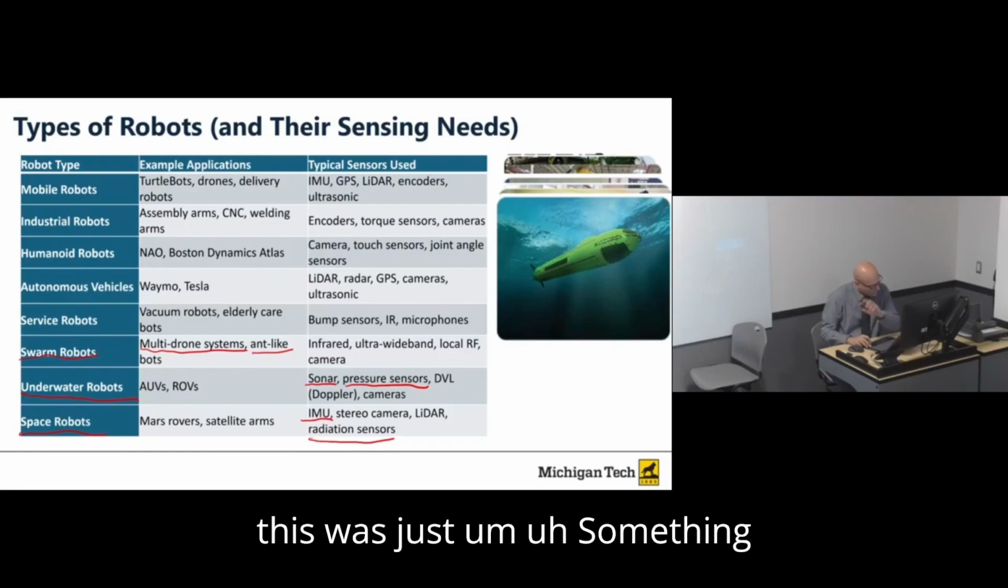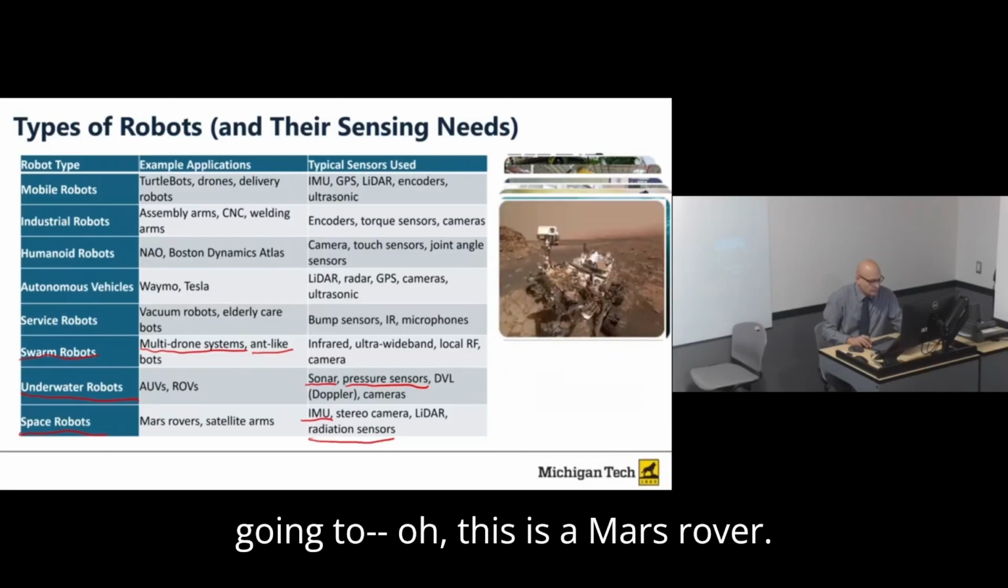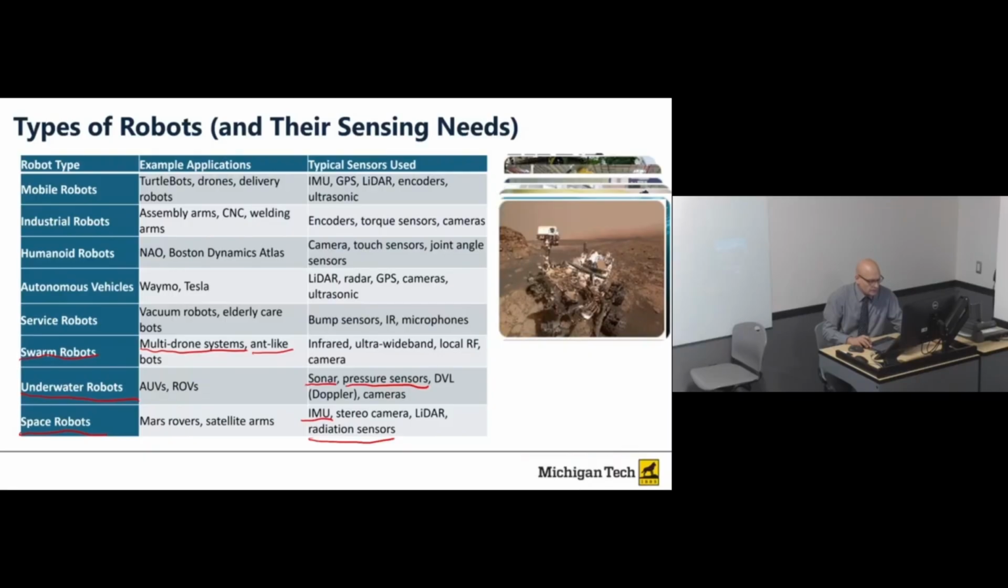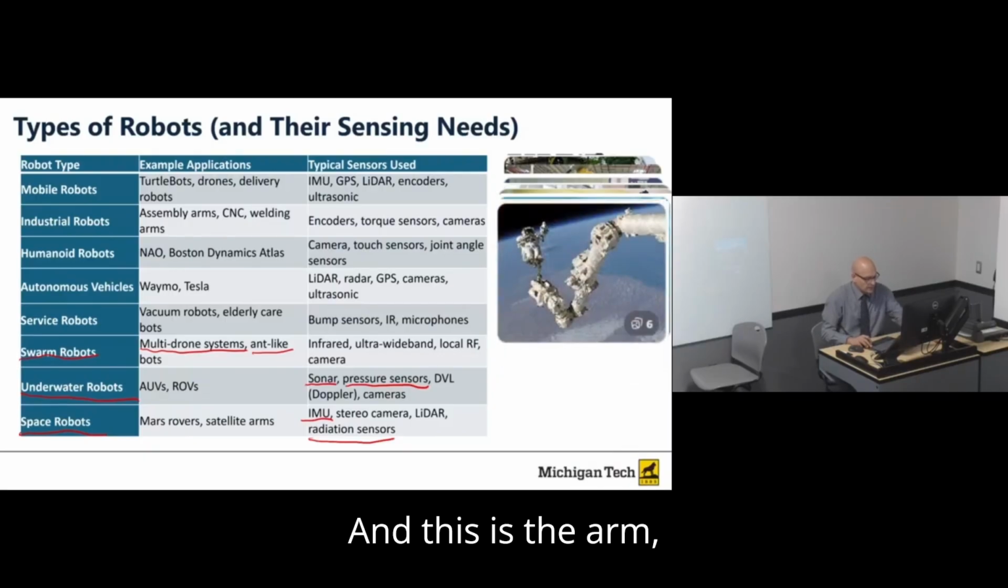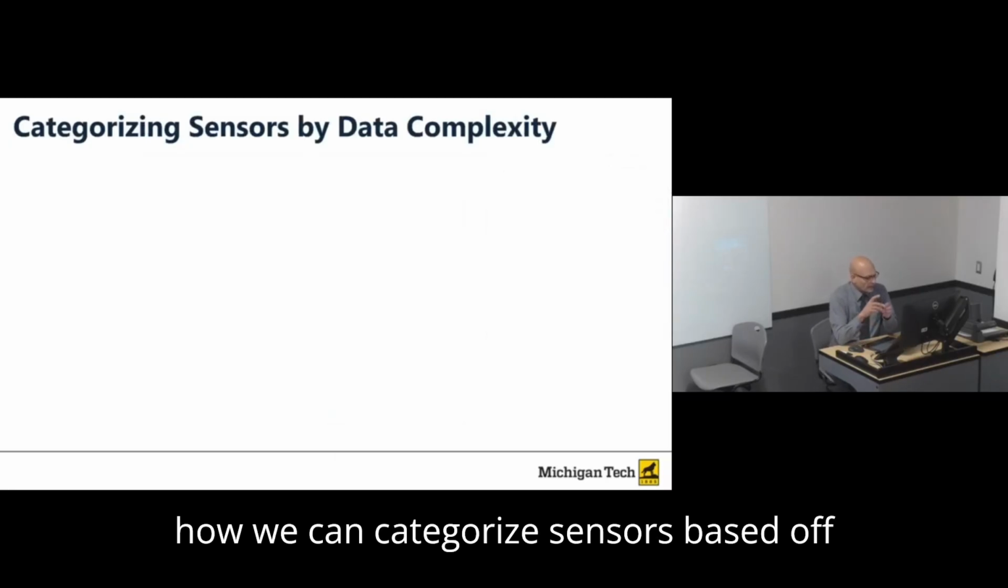Okay, so this was just something that I wanted to let you know before going on. This is the Mars rover, and this is the arm, the satellite arm. Okay, so let's see how we can categorize sensors based off data complexity.